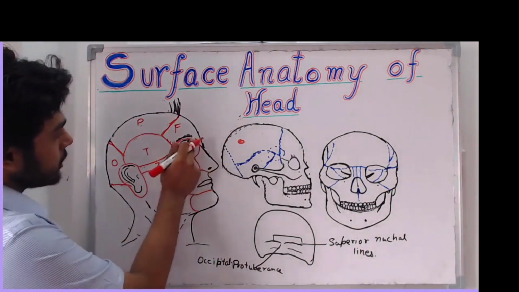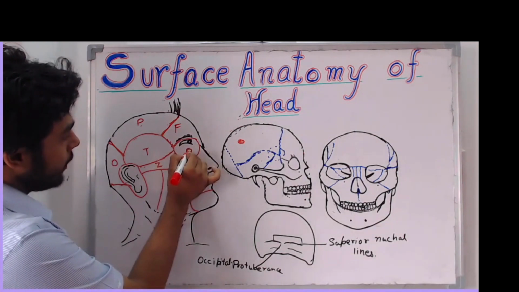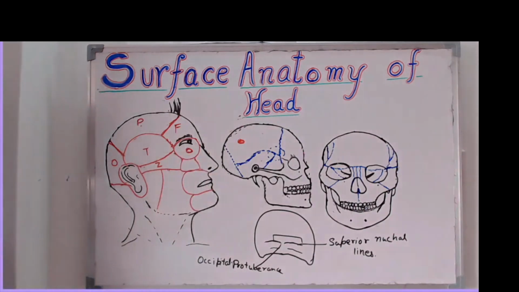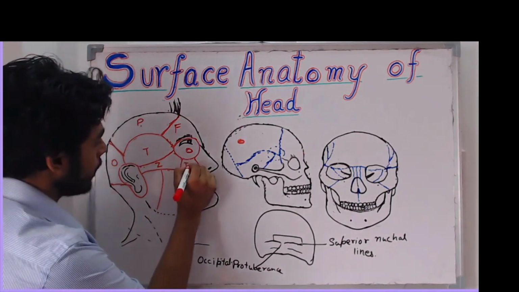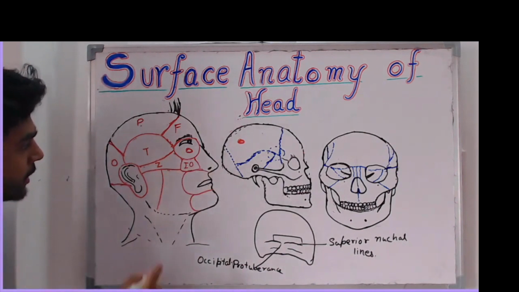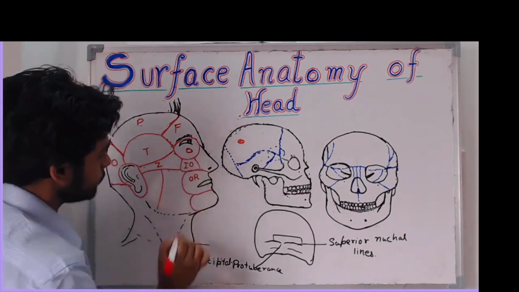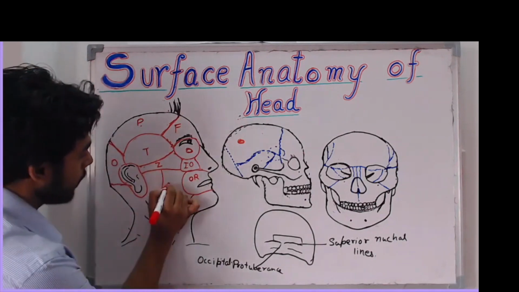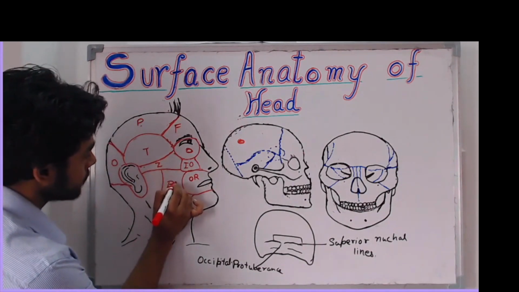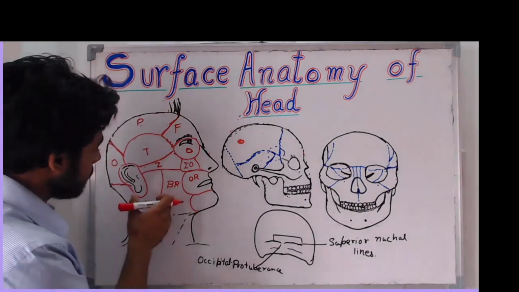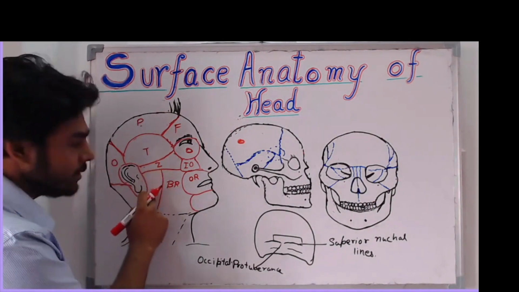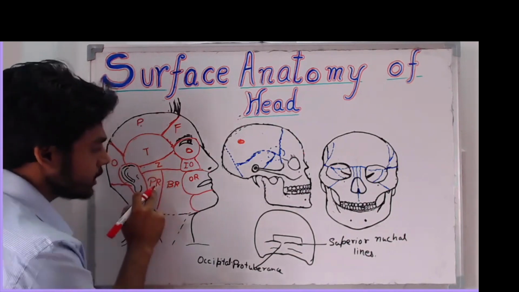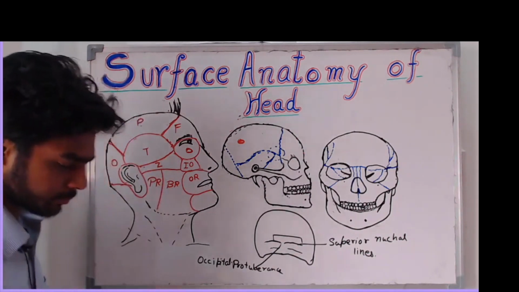And since this is the orbital region, inferior to this orbital region we have the infraorbital region, IO. This is the oral region, and behind the oral region, that is posterior to this, we have the buccal region. And since the parotid is present inside the skin of this part, this is known as the parotid region.